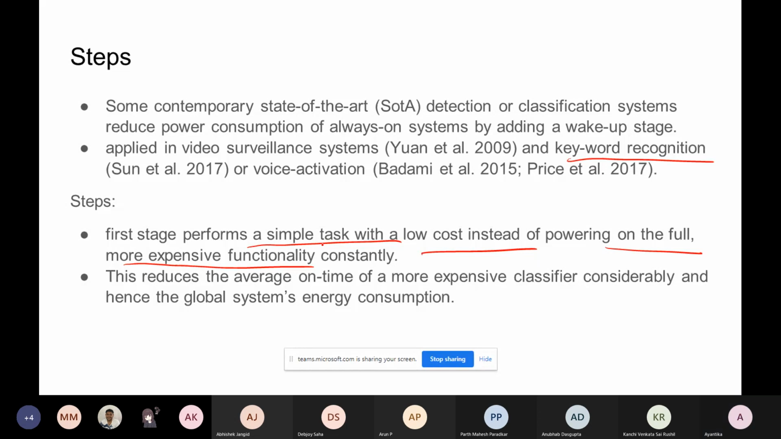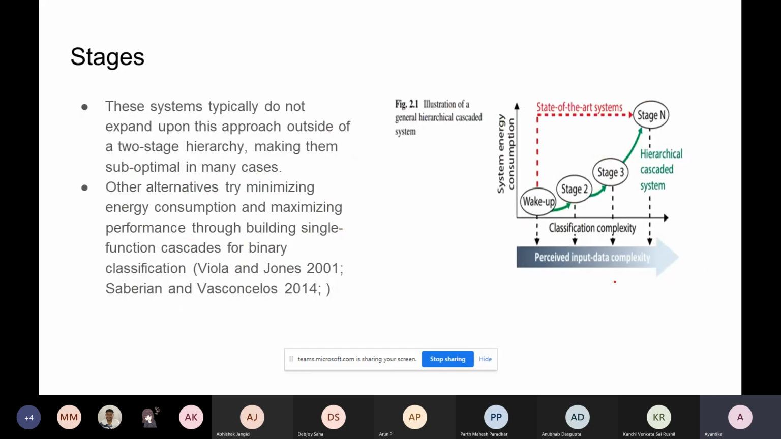So full classification with all the keywords, with all the movie names, is not going on within Alexa or within OK Google. The device powers on only if you actually tell it that keyword. This reduces the average on time of a more expensive classifier considerably, and hence the global system energy consumption. So it basically saves energy without doing any unnecessary computation based on your inputs. So this is the basic idea of hierarchical cascade. Okay. So we can see it this way.